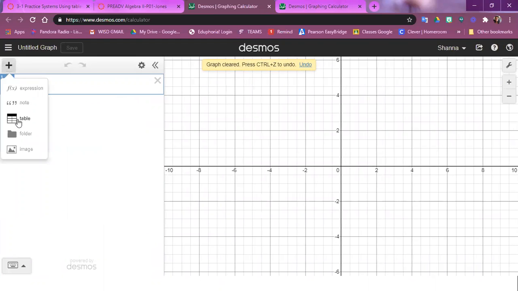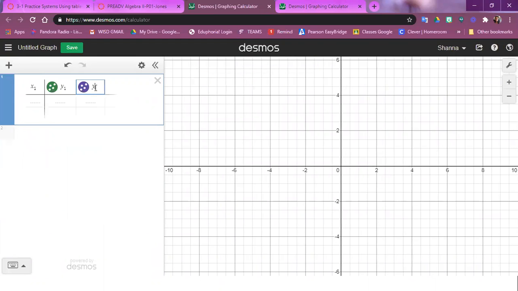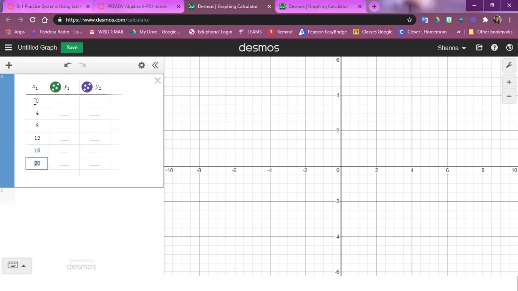I'm going to add a table. I'm going to add a y2. And then we are counting by fours. 0, 4. And I love that it just keeps counting by four for us, as long as you establish what you're counting by. You just hit enter and it fills it in.